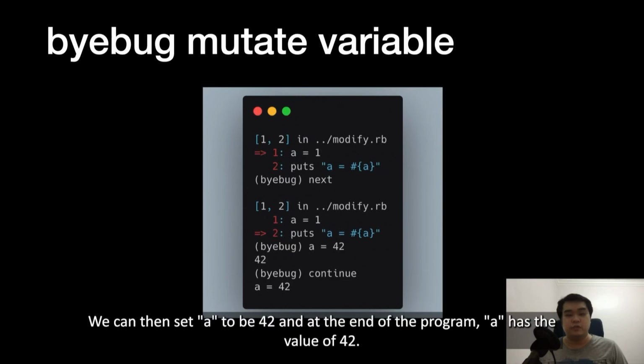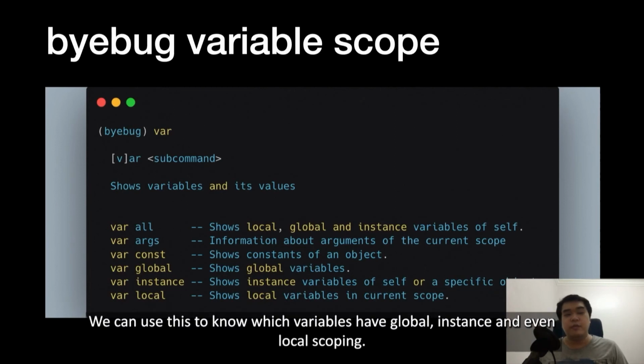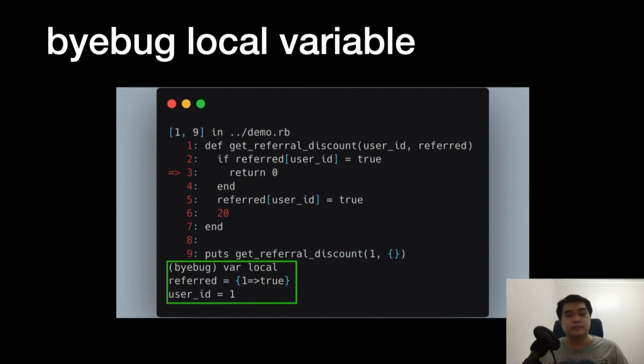We can also use byebug to find out the scoping of variables. We can use this to know which variables have global, instance, and even local scoping. Here's an example showing local variables.